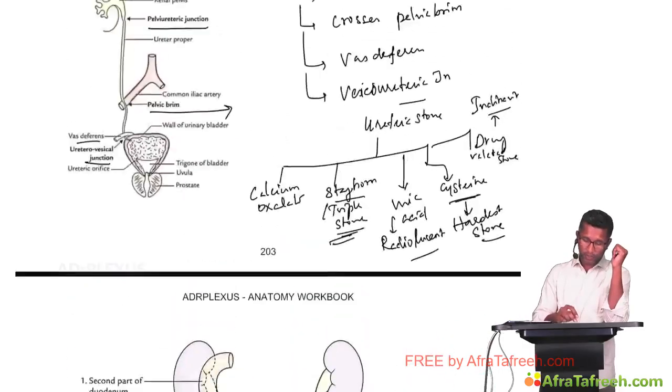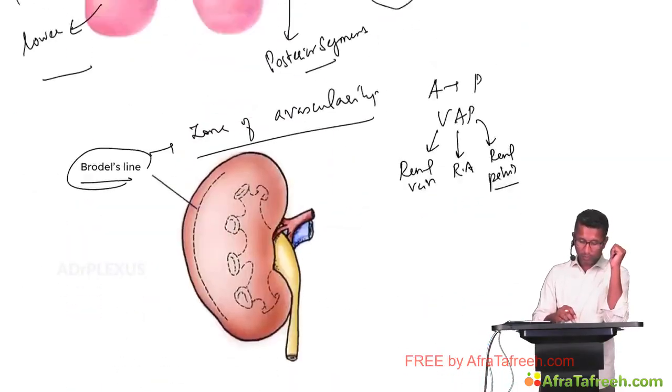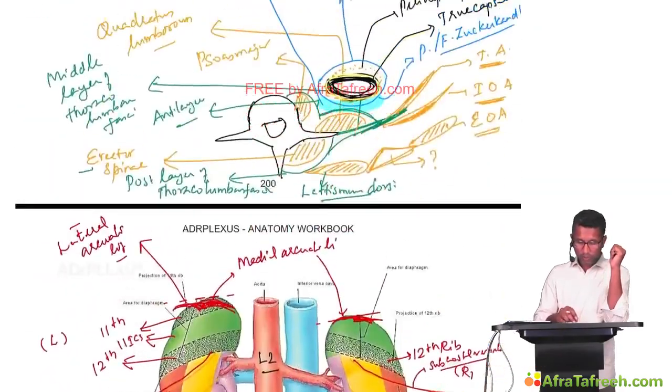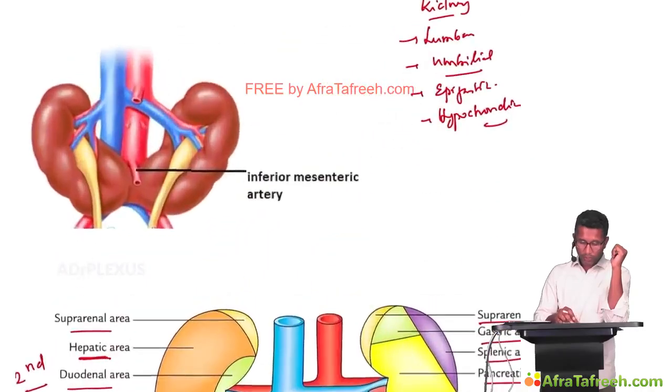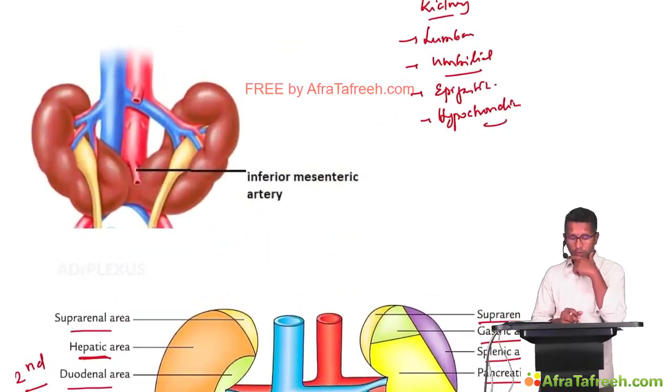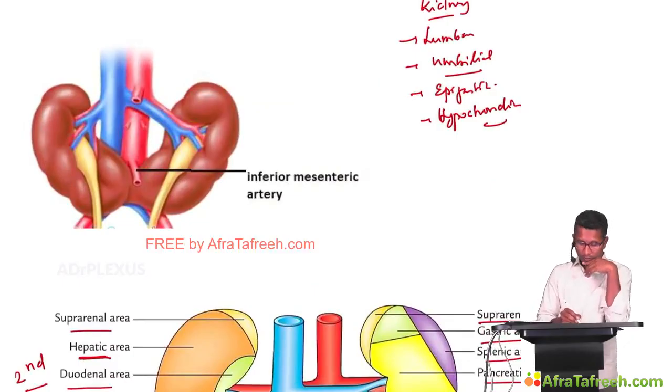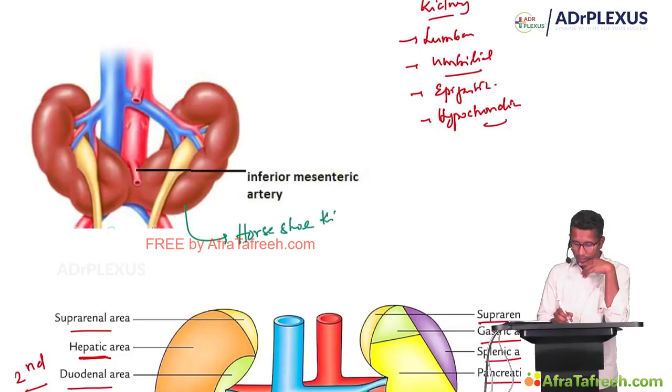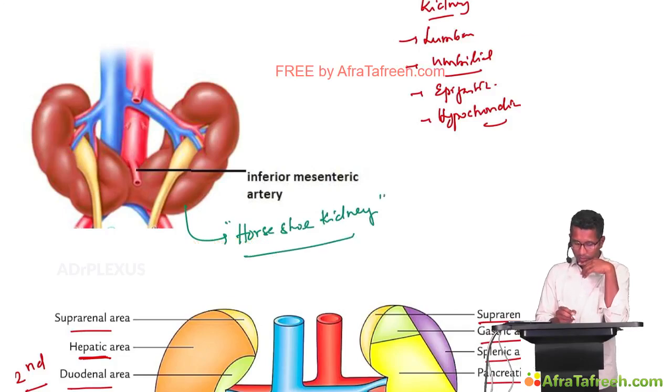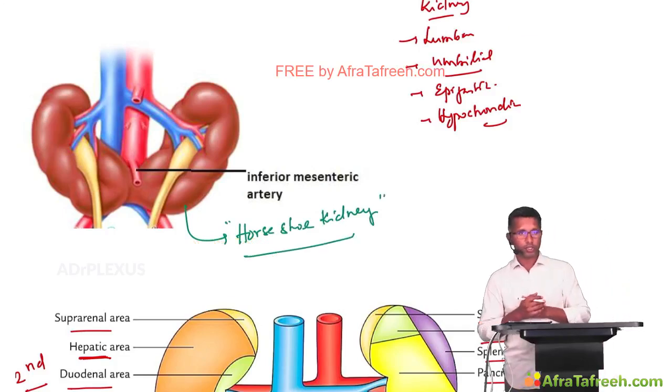When the kidney is formed, sometimes the lower poles of the kidney can get fused like this. When they get fused like this, they form a type of kidney called horseshoe kidney.